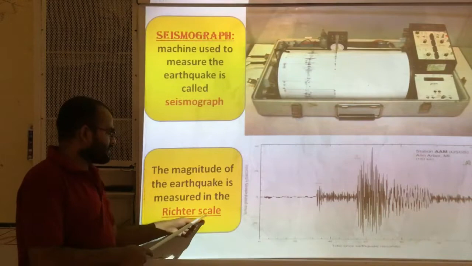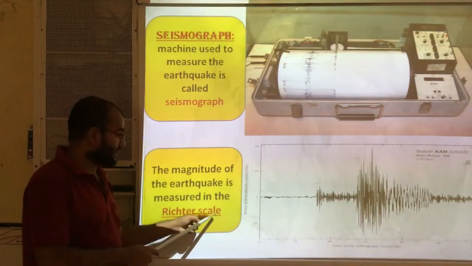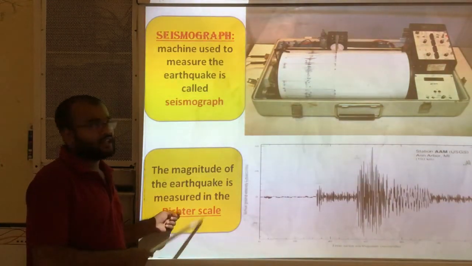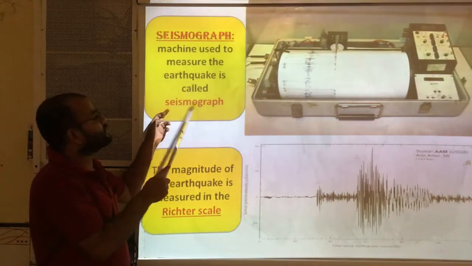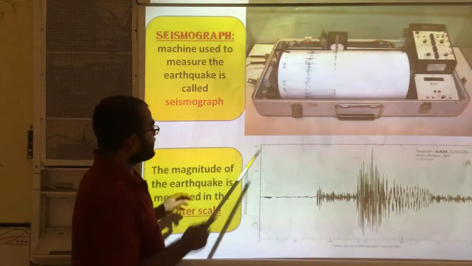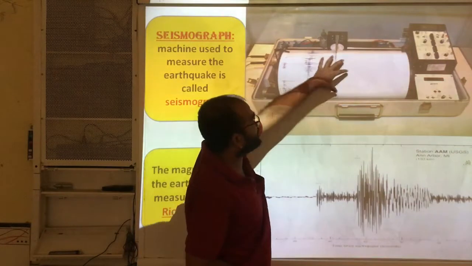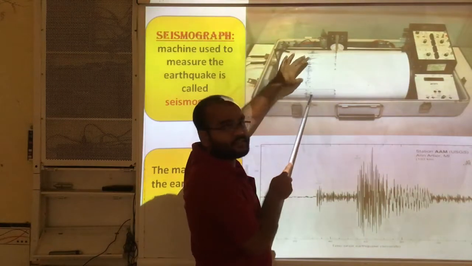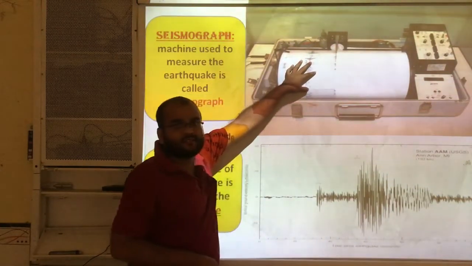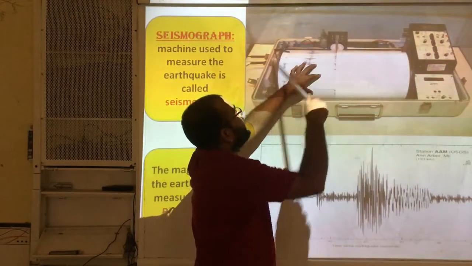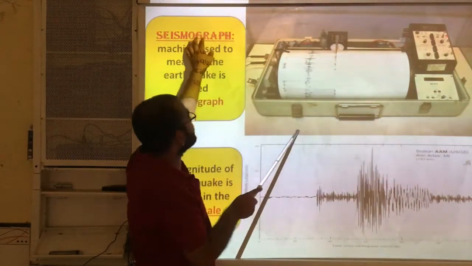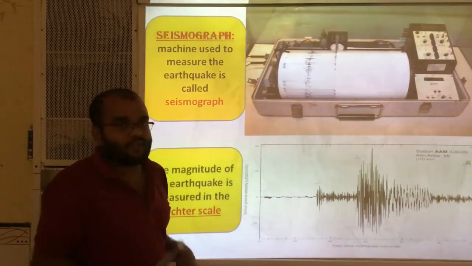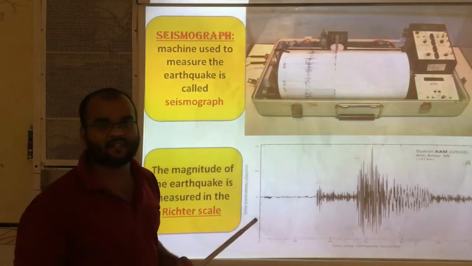Here, one scale is used to measure the earthquake intensity, that is Richter scale, and the entire device is called seismograph. In this device you can find one paper, and on it some structure like this is present. This is called Richter scale, and this total device is called seismograph. Seismograph is a device used to find the earthquake intensity.